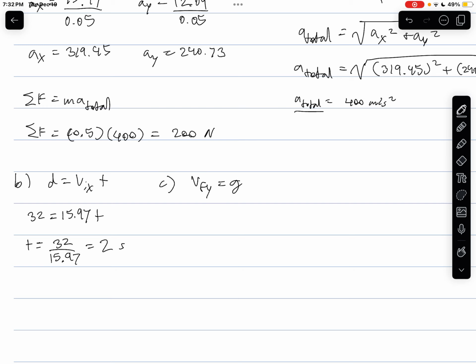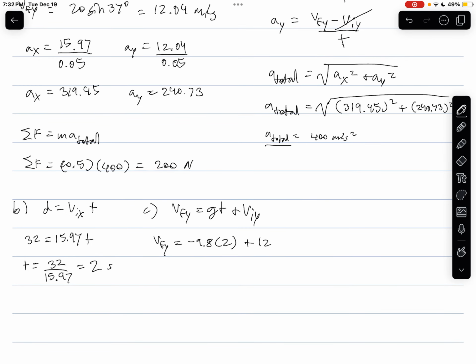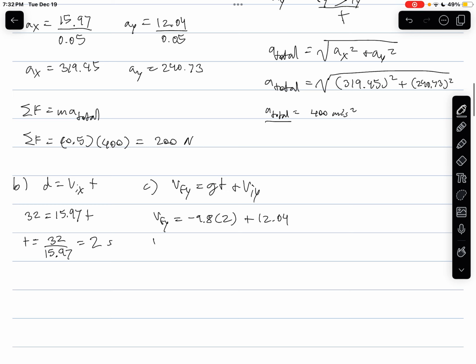In part C, I know I can do VFY equals g t plus VIY. Doing this will help me find the final velocity in the y when it hits the fence. So VFY equals negative 9.8 times 2 plus 12.04. So then VFY is going to be negative 7.56.